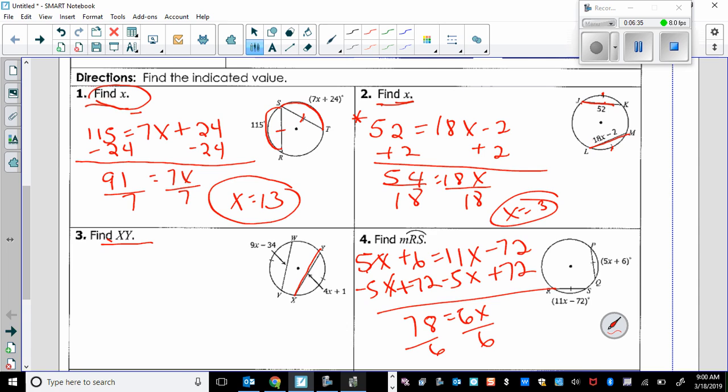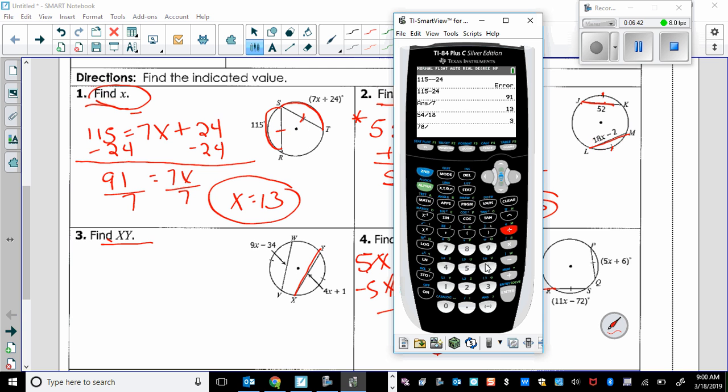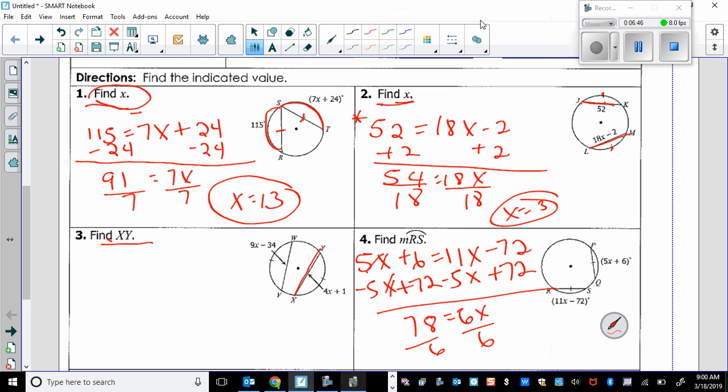So then I pull my calculator out and we say what is 78 divided by 6? 13. So x is 13. But am I done? Can I just move on to the next one? No, what is the question asking you? What is RS? RS is this arc here, which is 11x minus 72.